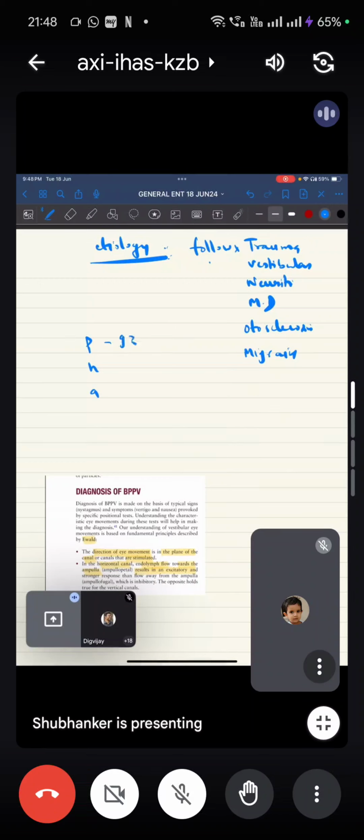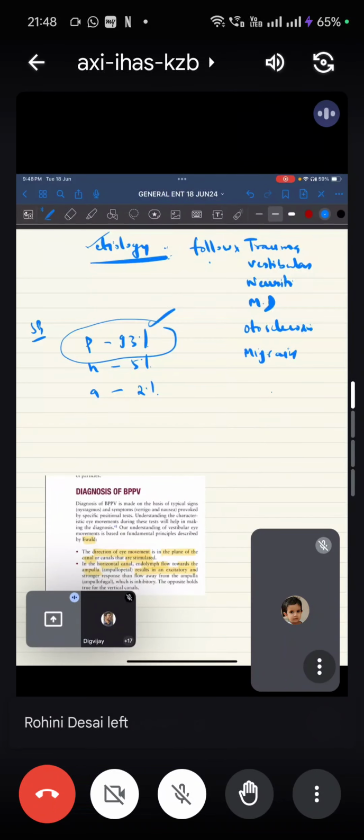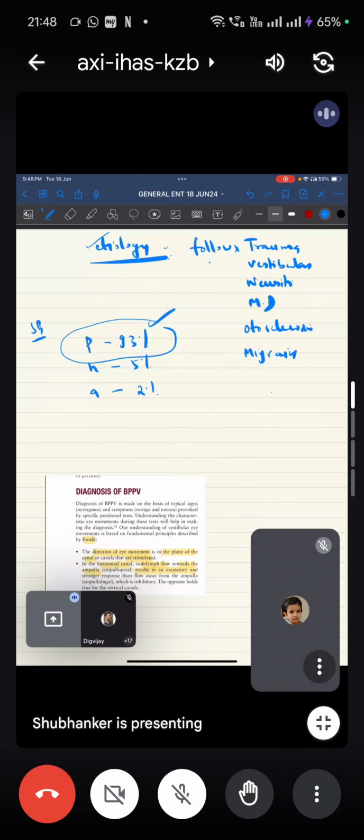Number 3, the posterior, horizontal and anterior canals: posterior is 93% common, this is the data of Scott Brown; horizontal is 5% common and anterior is 2% common. So you should be well versed with posterior canal BPPV. You should know the indications and etiologies for writing a long answer question. BPPV in itself is a long answer question also. You should be able to answer the pathology behind it, so the theories of cupulolithiasis and canalolithiasis we have to write.